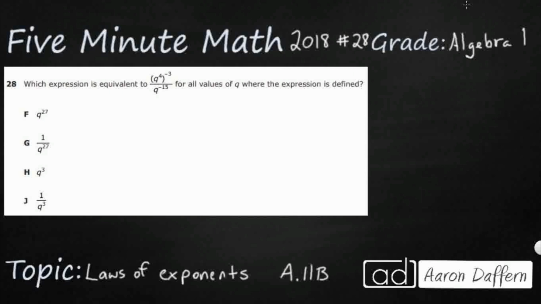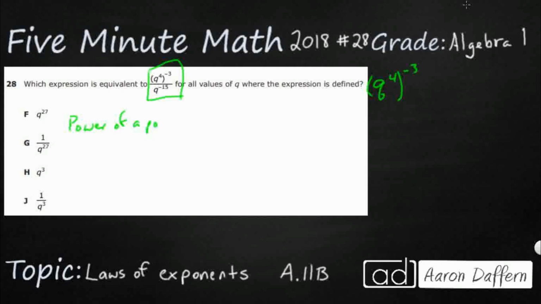So we need to find an equivalent expression, and we've got all kinds of stuff happening there. So let's deal with just this top real quick. So this q to the fourth, and then it's wrapped around to the negative third. All right, we can actually look at that two different ways. So let's look at this, power of a power.